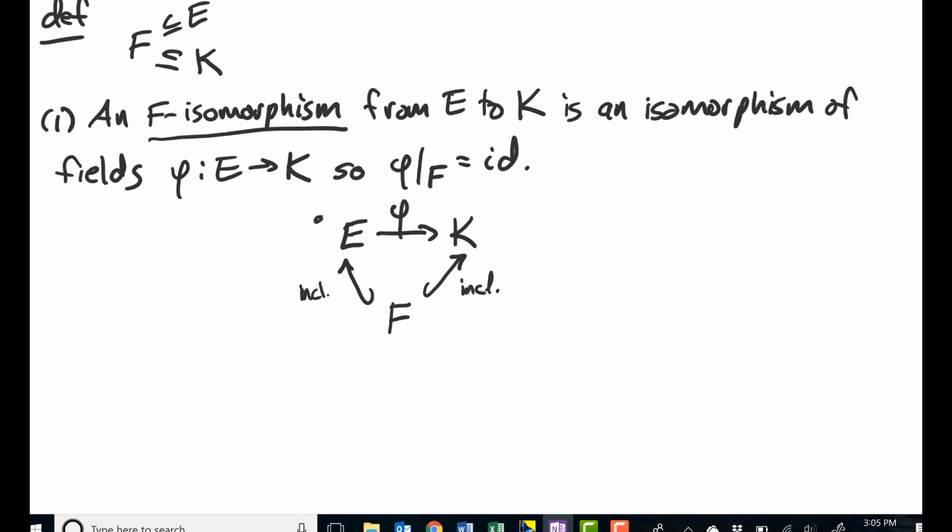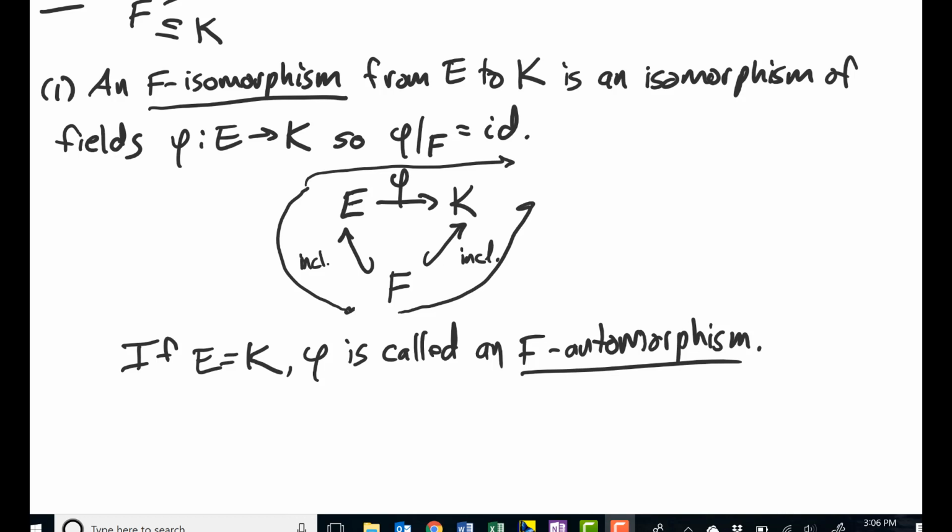You can start up here and head this way, go directly to K, or if you're down here at F, oh, I said that wrong. So let me erase that. If you start down here at F, you can go up to E by inclusion, and then over with phi to K. Of course, since phi is the identity on F, this will just be mapping x to x. And you get the same answer if you just include this way. That's the commutative diagram. All right.